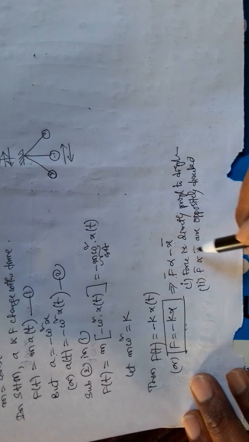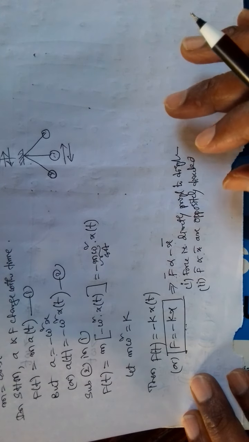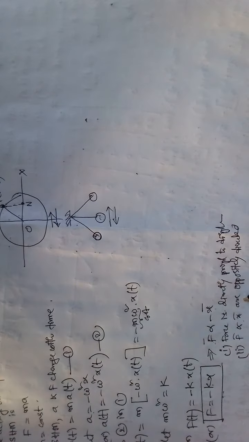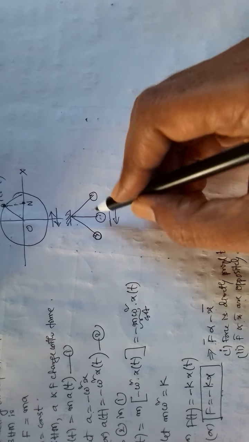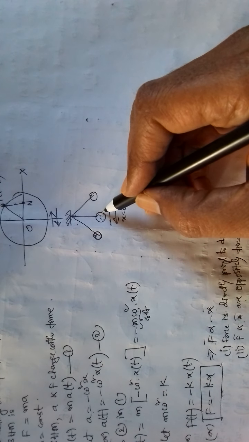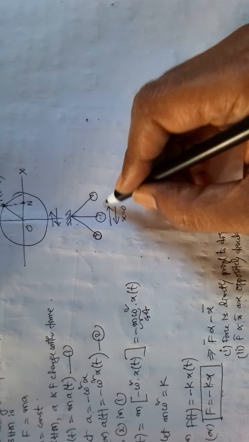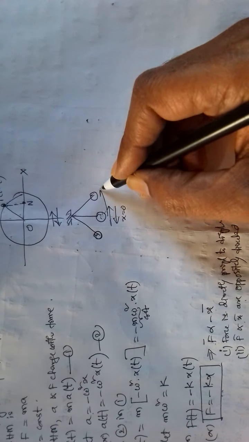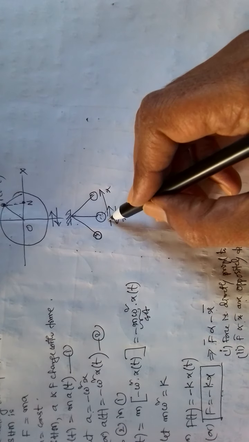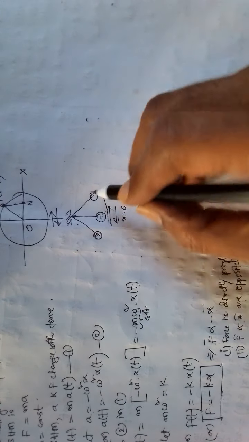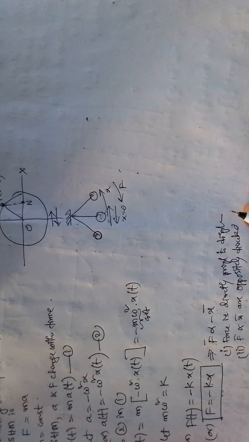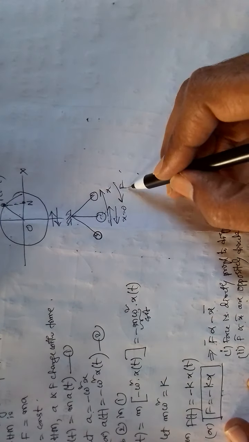So these are the characteristics of a simple harmonic motion. Here we have taken an example, in which we can verify these things. How? See, this is the mean position. So it has moved to the right hand side. So the displacement is to the right. If the displacement is to the right hand side, the force will be to the left hand side.